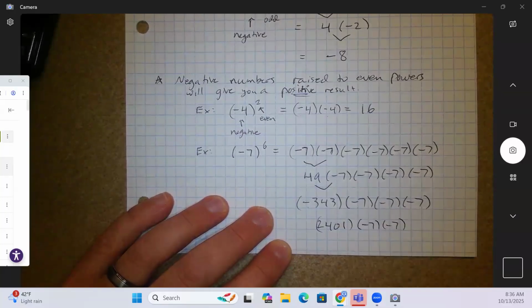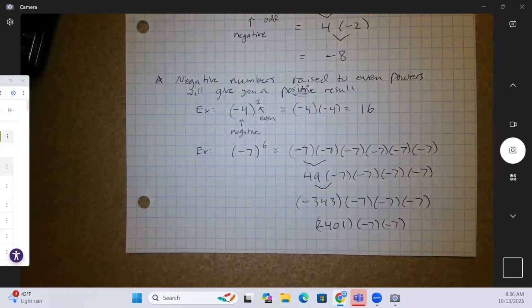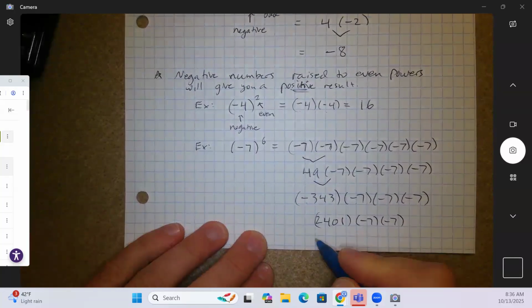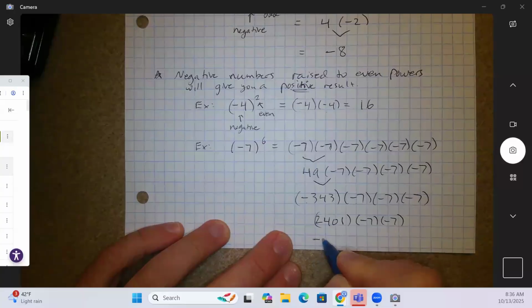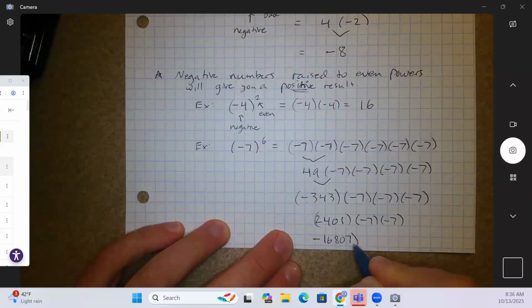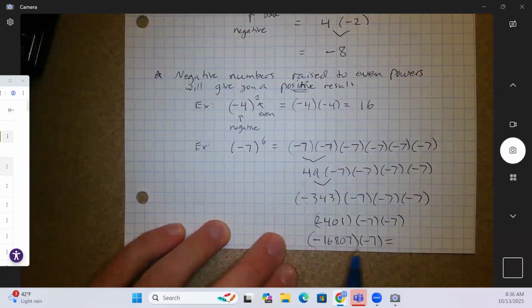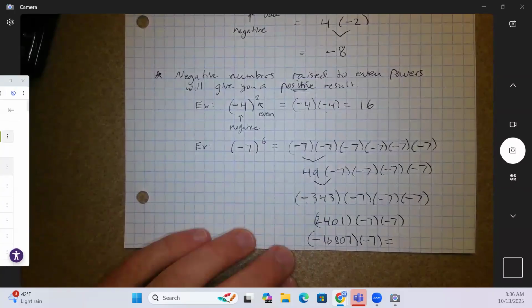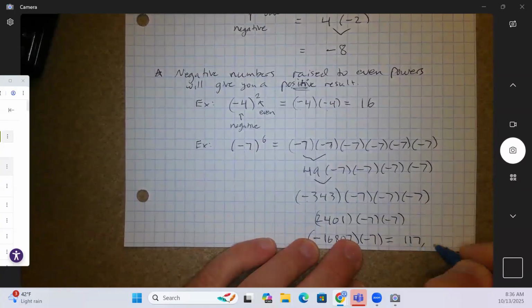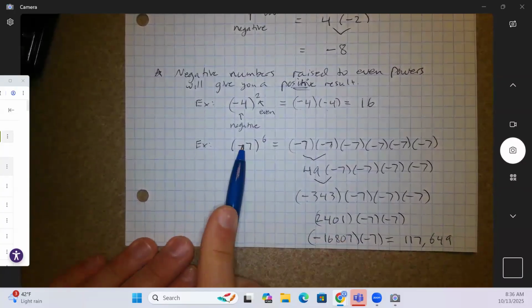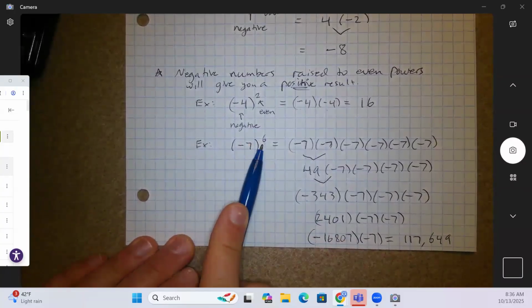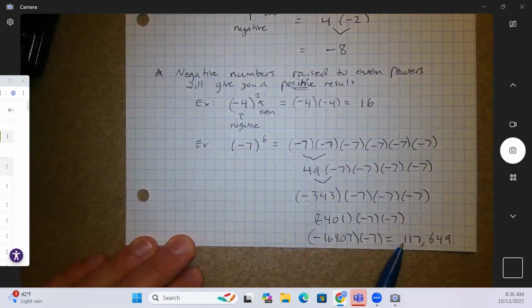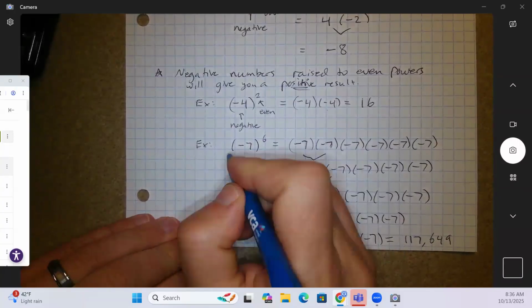Times -7 times -7. I'll squeeze the last two on the same line. Next multiplication is going to give me a negative 16807 times a -7, but a negative times a negative is a positive. I'm going to end up with positive 117,649. Negative number to start, but it's an even power, gives me a positive number as a result.